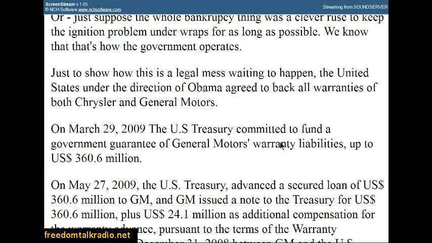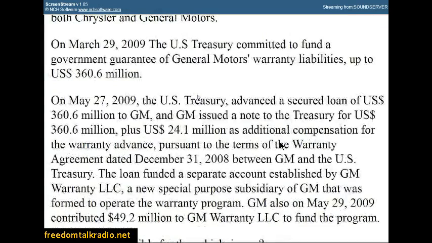And it goes like this. On March 29, 2009, the U.S. Treasury committed to fund a government guarantee of General Motors warranty liabilities up to $360.6 million in U.S. funds. On May 27, 2009, the Treasury advanced a secure loan of $360.6 million to GM, and GM issued a note to the Treasury for $360.6 million plus $24.1 million as additional compensation for warranty advance pursuant to the terms of the warranty agreement dated December 28, 2008. Following that so far?